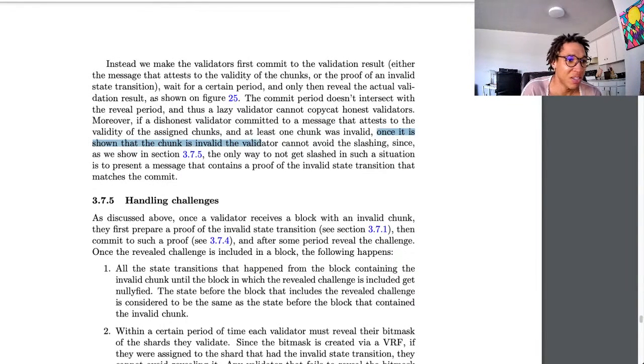Once it is shown the chunk was invalid, the validator cannot avoid the slashing since it was shown. As we show in section 3.7.5, the only way to not get slashed in this situation is to present a message that contains a proof of the invalid state transition that matches the commit. So if you sign an invalid state transition, you're going to get slashed. And the only way not to get slashed would be to submit the proof saying that, yes, it was invalid, it seems. But that doesn't really make sense. I think you still get slashed. But anyways, let's see what they said.